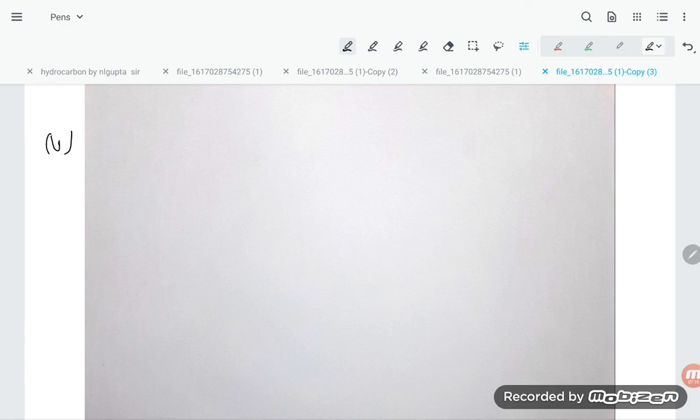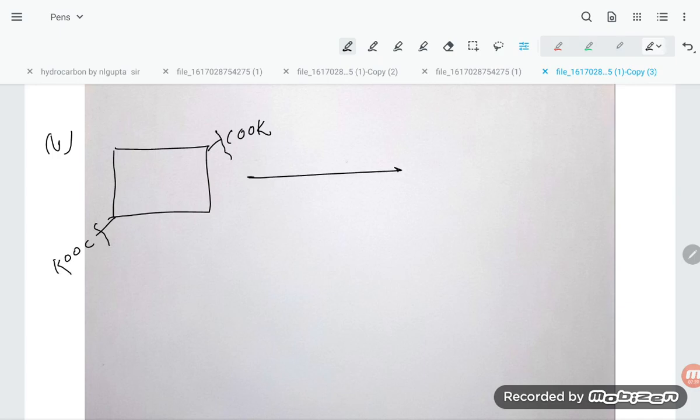Fifth number, suppose I am having COOK and here is COOK, so here it will split, here it will split, Kolbe electrolysis. So it will give this type of compound, student. Now 6 number, you see, student, 6 number.